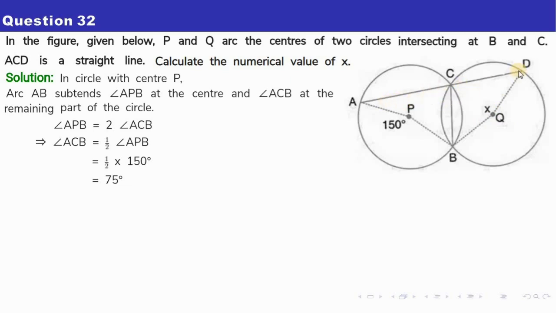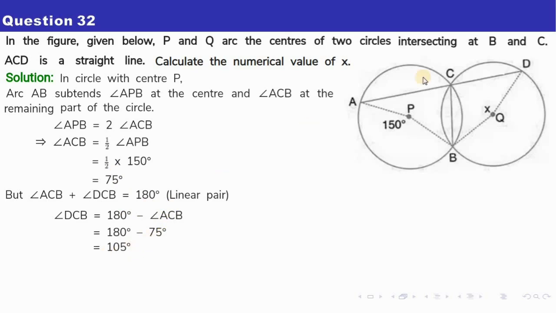Now we know that this is a straight line, right? So, as I said earlier, this angle will be nothing but 180, that is a straight line, minus this. So that's what I have written. ACB plus DCB will be equal to 180 because they are a linear pair. So DCB turns out to be 180 minus angle ACB, right? And what is angle ACB? This turned out to be 75. So this turns out to be 105. So this angle, DCB, is equal to how much? 105.